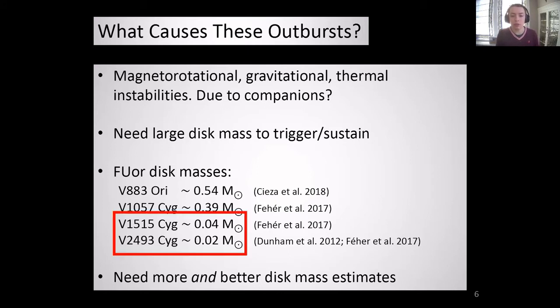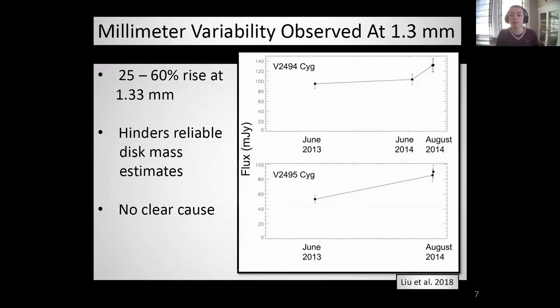But in other cases, we find quite low disk masses where the disk mass is not quite large enough to trigger these outbursts. So either way, we need more and better disk mass estimates of FUor objects in order to better ascertain what the outburst mechanism is. However, this is complicated by the fact that we've seen millimeter variability at 1.3 millimeters in 2 FUor objects. And the magnitude of this variability is about 25 to 60%. And it's at 1.3 millimeters, which is often used to estimate disk masses. And this variability hinders a reliable disk mass estimate.